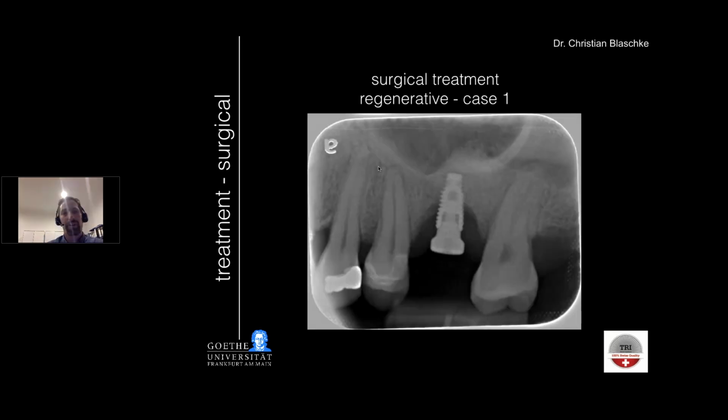We have two regenerative cases and two resective cases in this presentation. That's the first regenerative case. You've seen that X-ray in the beginning. Typical defect. Let's call it peri-implantitis because I think it is peri-implantitis. For this particular implant, I think I know why it has happened, what has happened. This is obviously a sinus lifted implant. We see the sinus graft up here.